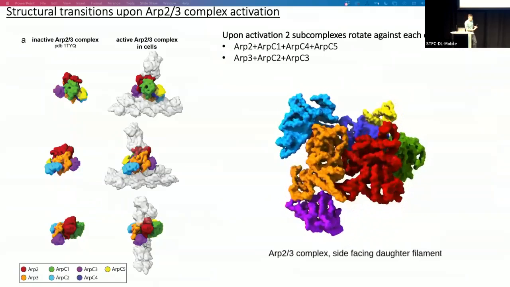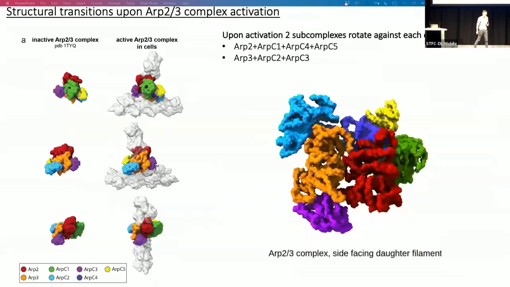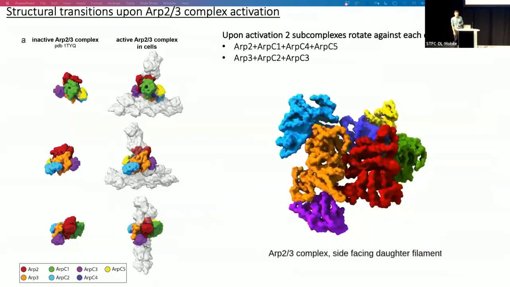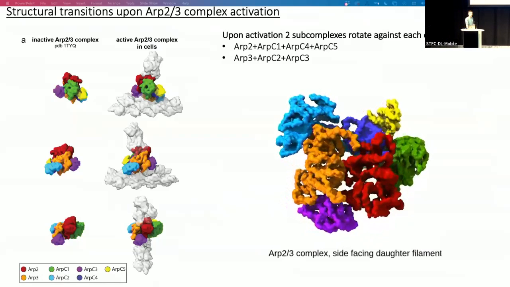But that story has been published. I won't go into this detail, but we wanted to follow up on this now. I said, okay, we can determine the structure up to 9 angstrom in the cell. Can we learn more about the complex?